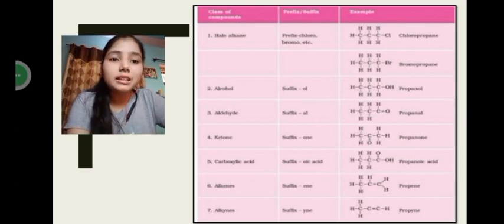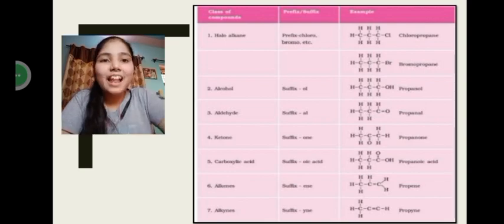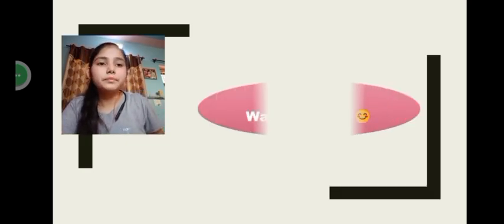Okay, another functional group is alkenes, and alkynes. For alkynes, the term is called propyne. Okay, propyne. So this is all about functional groups.